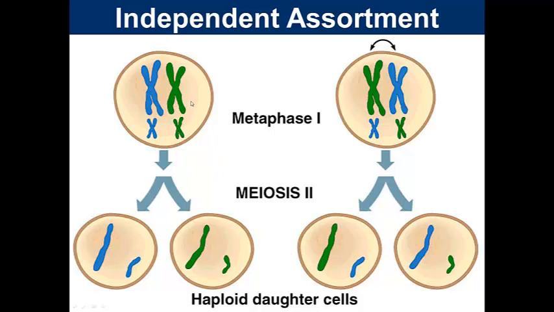Independent assortment just means that there is no rhyme or reason or order to lining up these chromosomes or sister chromatids. You're not going to get all blue on one side or all green on the other, or all father or all mother. You're going to get a random mix of mother and father, and it doesn't matter on which side these things are.